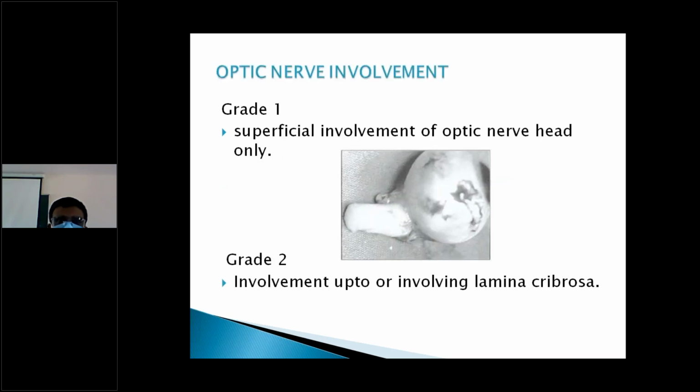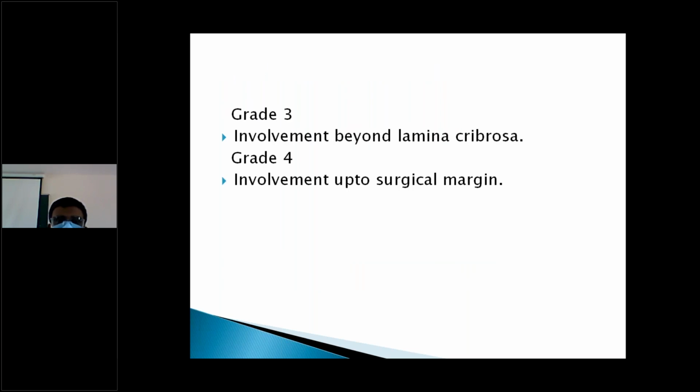This is the involvement of the optic nerve. Grade 1 is superficial involvement of the optic nerve. Grade 2 is involvement up to the lamina cribrosa. Grade 3 is involvement beyond the lamina cribrosa. Grade 4 is involvement up to the surgical margin.